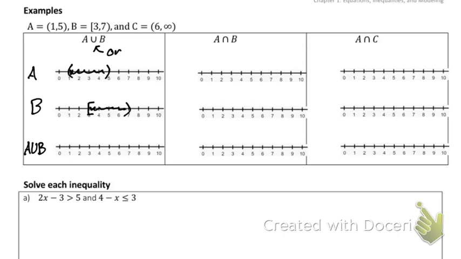Well, that will be all the numbers. A starts at 1. It goes all the way to 4, or all the way to 5. B continues all the way to 7. So when you combine both of these sets together, you're going to have all the numbers between 1 and 7.